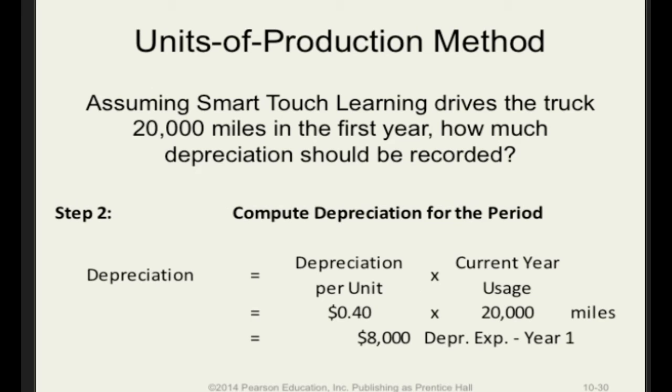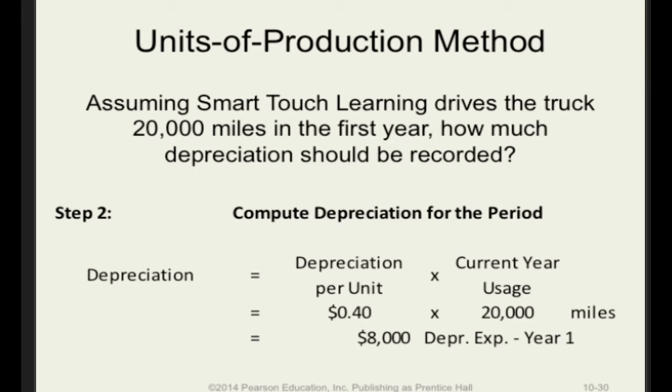In step 2, we compute the amount of depreciation for the current period based on the depreciation per unit of use and the actual use. So we calculated 40 cents per mile. We said there was 20,000 miles used, so that results in $8,000 worth of depreciation for year 1.